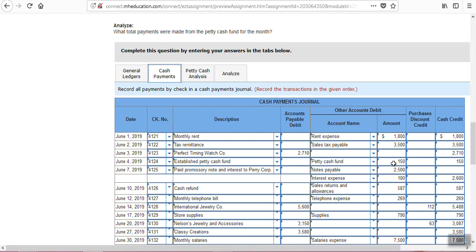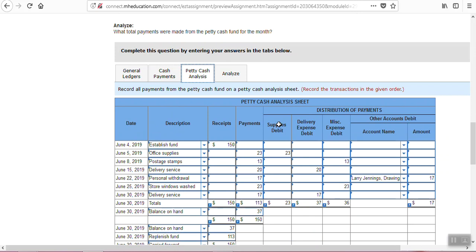So the entry on the cash payments journal looks pretty much like the ones we did before. The other thing you have to do is come over here to the petty cash analysis, and you're going to record that establishing the fund in this sheet. And there's our $150 that goes in there. That just simply means that we've put $150 in our petty cash box or envelope or whatever we're keeping it in.